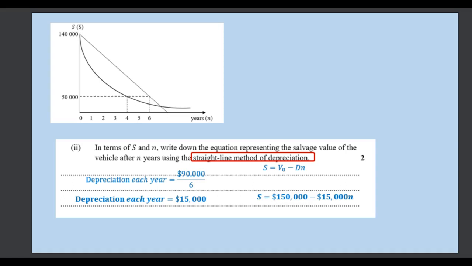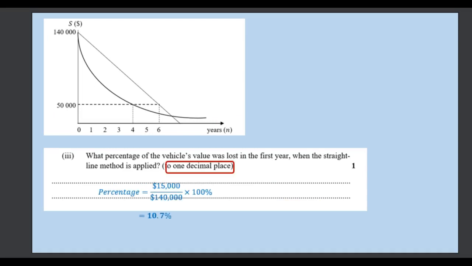It's interesting that if you didn't have it in a format with an equation, then you didn't get full marks. So you needed to say S equals 140,000 minus 15,000 N. You couldn't put in the 50 here and the 6 here to show what you'd found, how you'd found it. So it was write down an equation. You needed an equation. Okay.